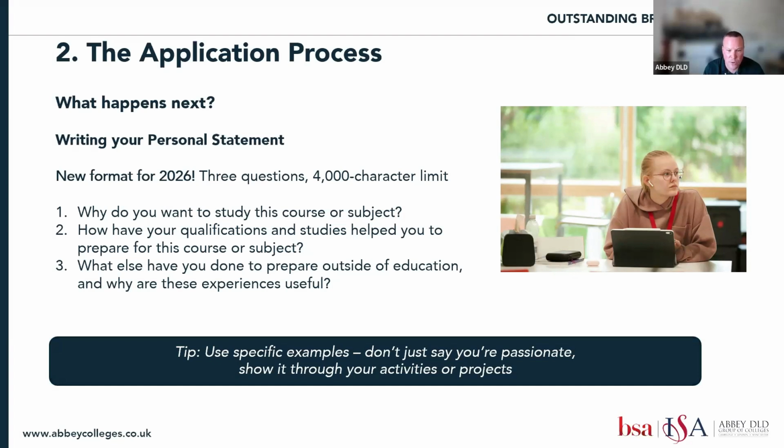And remember, when I talk about some universities having a less than 5% acceptance rate, the students applying to those universities are going to have really strong academic backgrounds. They're going to have A stars and A grades at A level. They're going to have the top grades. They're going to have really strong English. So how do you stand out?